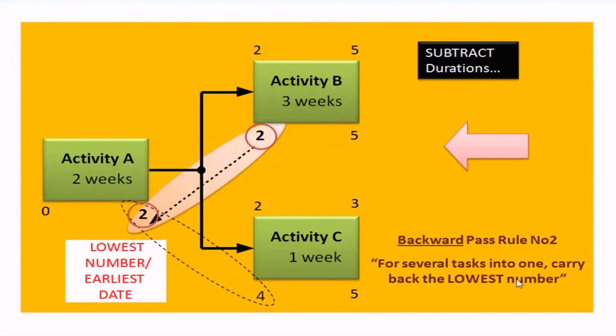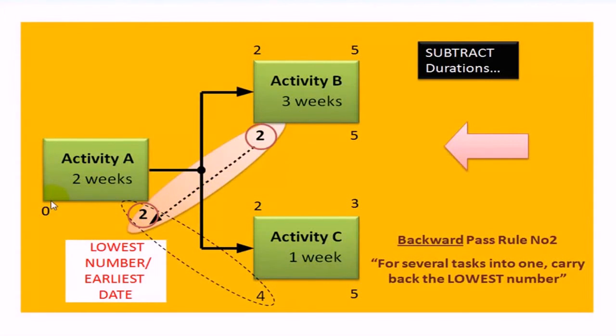When going backwards, when we have several tasks that feed back into one, carry back the lowest number. We've either got this number or that number. And we always take the lowest, in this case, which is 2. So we take that 2 and we place it here. Now it's very easy. 2 minus 2 gives us 0, and we've done all of our calculations.